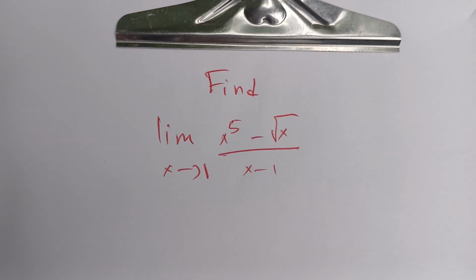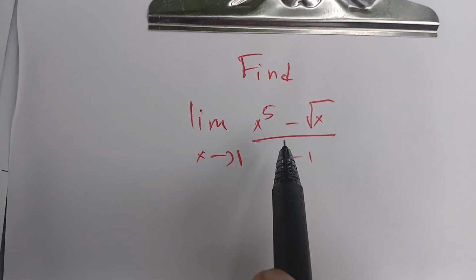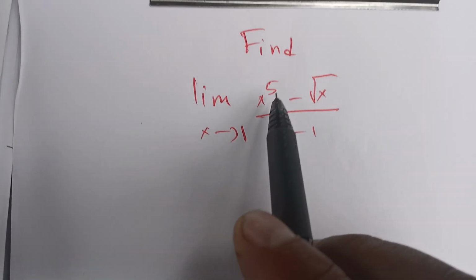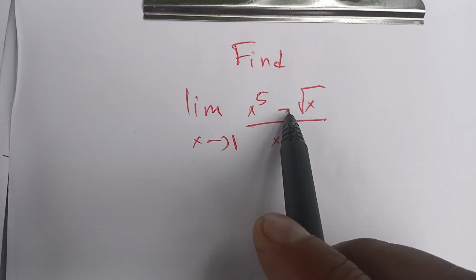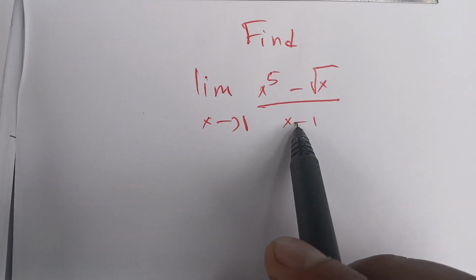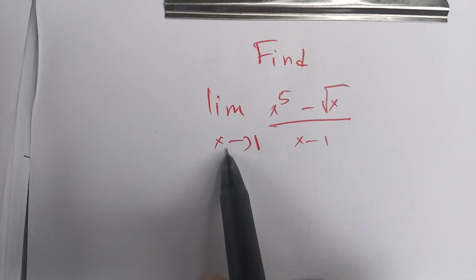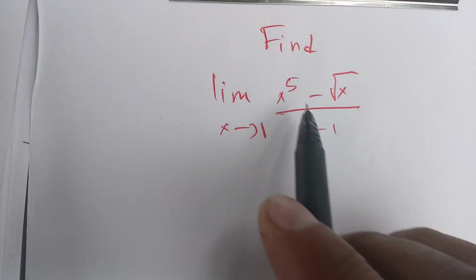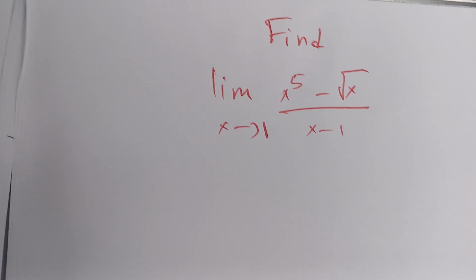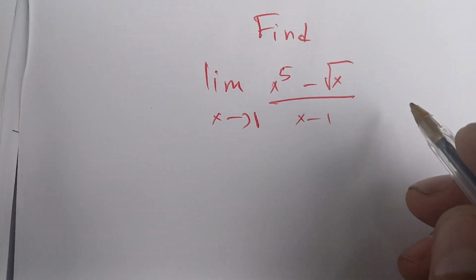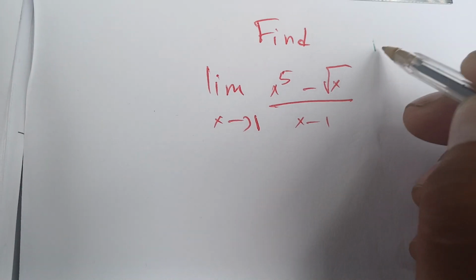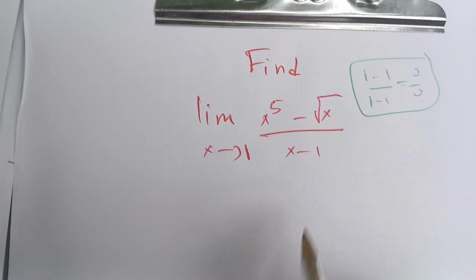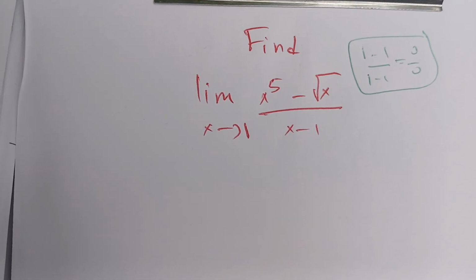In this problem, we are trying to find the following limit: the ratio x to the power 5 minus square root of x over x minus 1, as x goes to 1. If we try to plug in x equals 1, we get 1 minus 1 over 1 minus 1. It's 0 over 0. So therefore, we can't conclude.